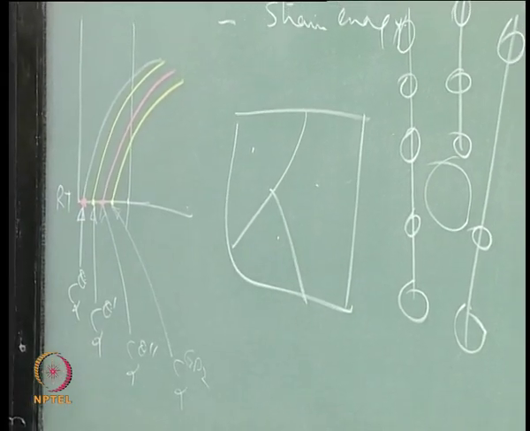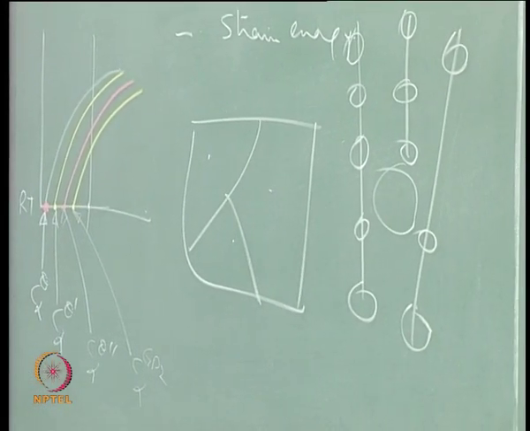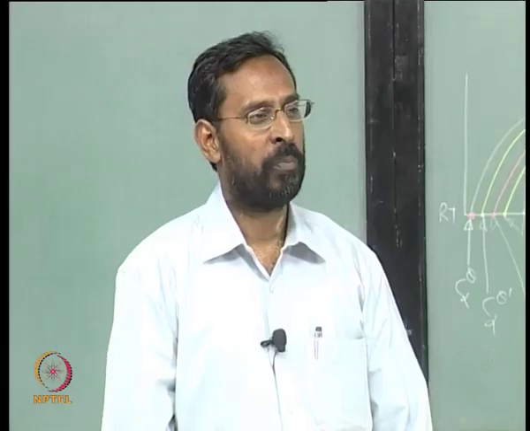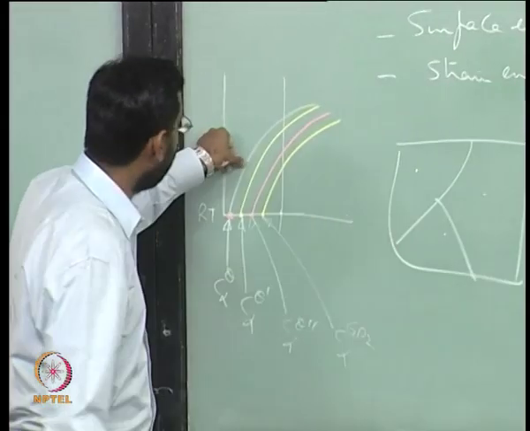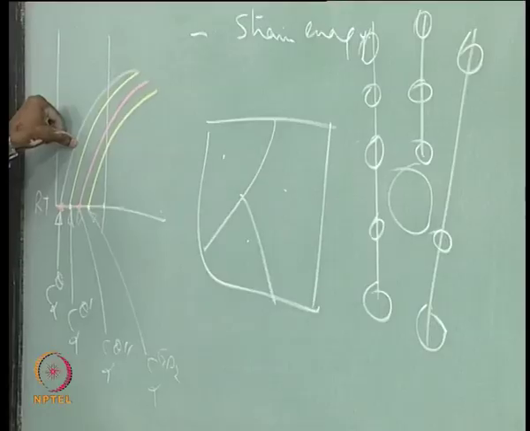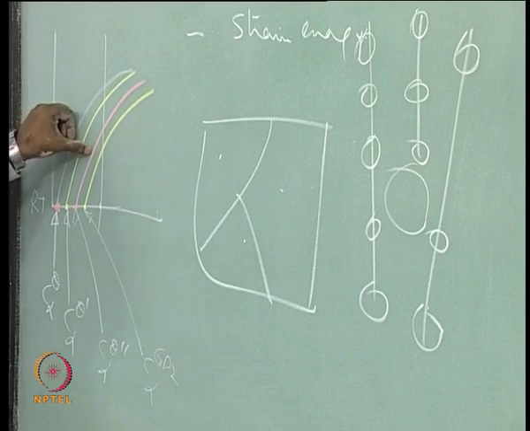You will get 4 different curves. What are these curves? They are all solvus lines. They are different solvus lines. We call this a theta solvus. We call this a theta prime solvus. This is a theta double prime solvus. This is a GP zone solvus.